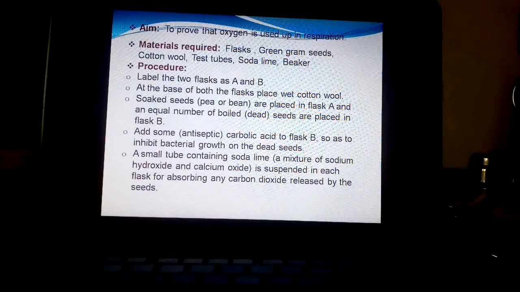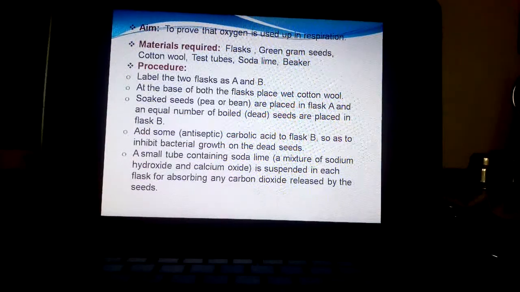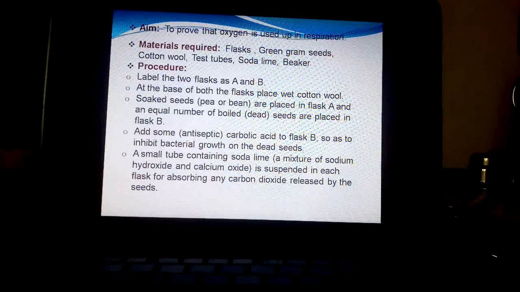Now we are moving to the actual experiment. Experiment. Aim: to prove that oxygen is used up in respiration. The materials required are flask, green gram seeds, cotton wool, test tube, soda lime, beaker. So instead of green gram seeds, you can write germinating seeds. Got it? Any germinating seeds. Okay, now procedure. Got it?